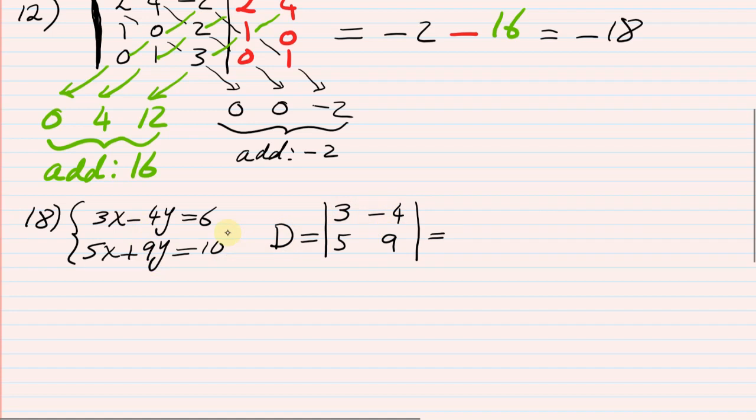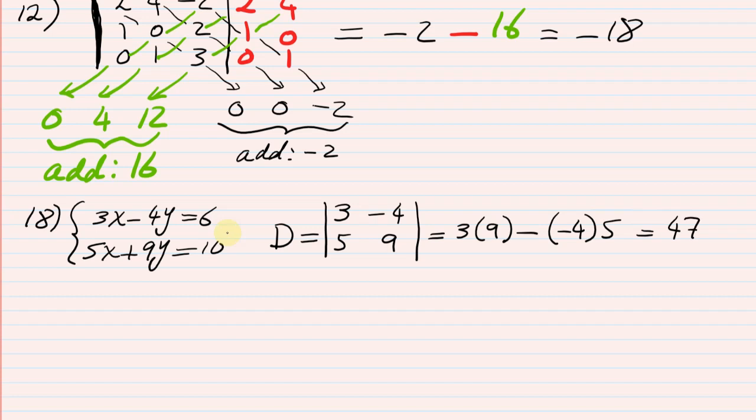Remember, you multiply 3 by 9, subtract negative 4 times 5 from it. That's 27 plus 20, or 47. So that's D. D for determinant.